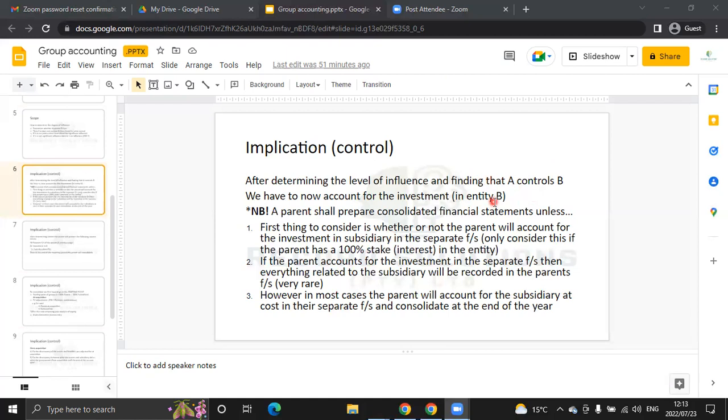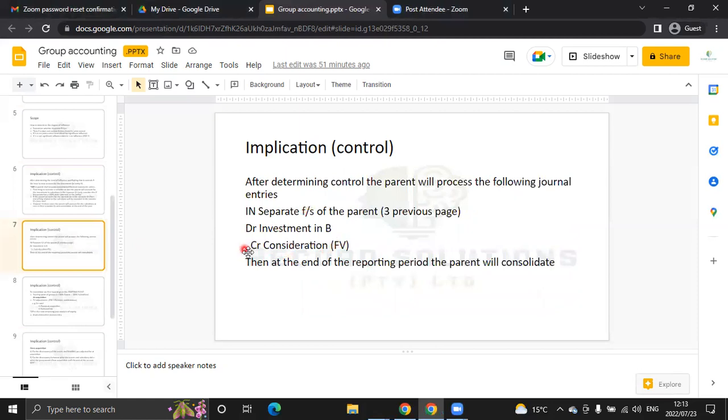So what are we going to record? The first thing is investment in B, which we are going to debit. And the consideration, we are going to credit at fair value. Now, this consideration is what I want to talk about. Firstly, we are going to debit the investment. This is in the separate financial books of the parent. We are not yet at consolidation. We are still at acquisition date.